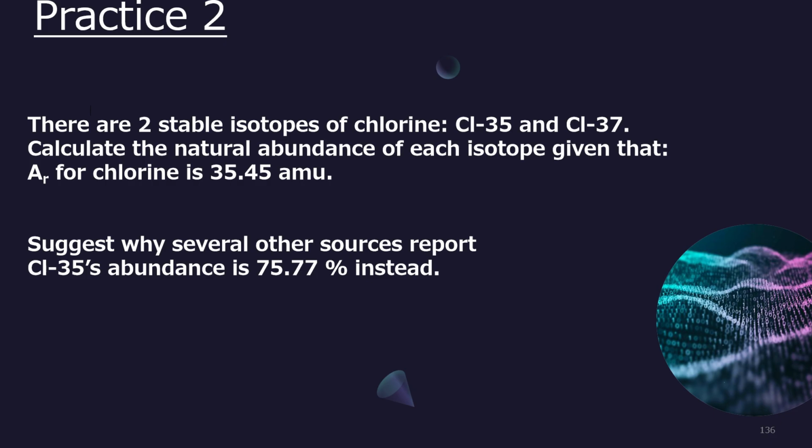But the real masses of those isotopes are not going to be exactly 35 and 37. It might be 34.98, might be 37.06 or something like that. And when you use more precise measurements like that, you'll get a much better result out of these calculations. So it turns out 75.77 is actually a much better calculated result for chlorine-35's natural abundance.